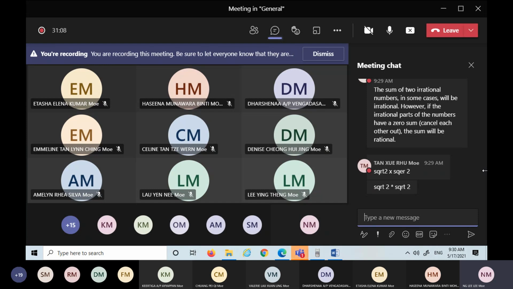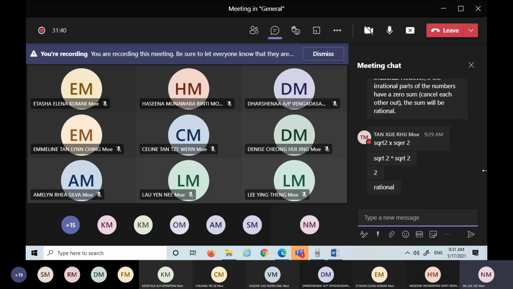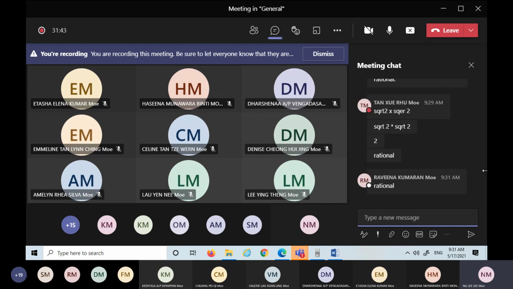Square root 2 times square root 2. Okay, square root 2 times square root 2, what do you get? Two. Irrational number. Okay. Square root 2 times square root 2, what do you get? You get 2. So now the question is, is 2 an irrational number or a rational number? Rational. Okay.